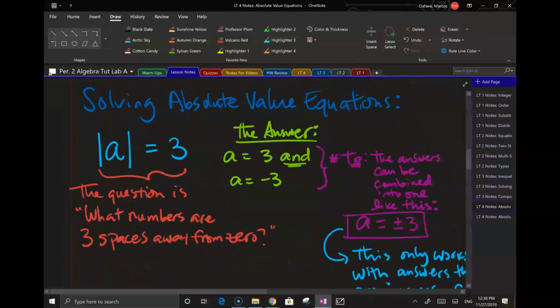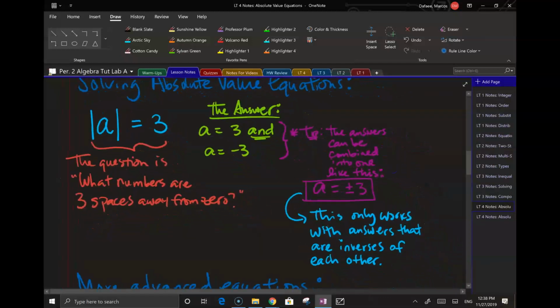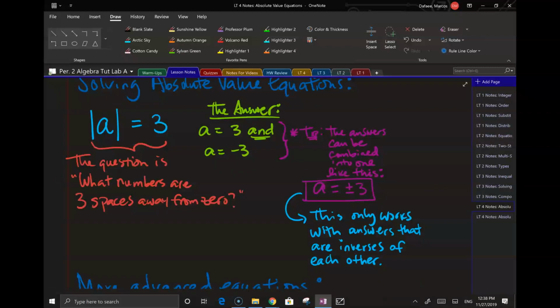Now there's a way to condense the answer, and that is by simply writing ±3. As a side note, we can only do this if the answers to the absolute value question are inverses of each other, like 3 and -3. But we cannot do that if the values are different numbers.